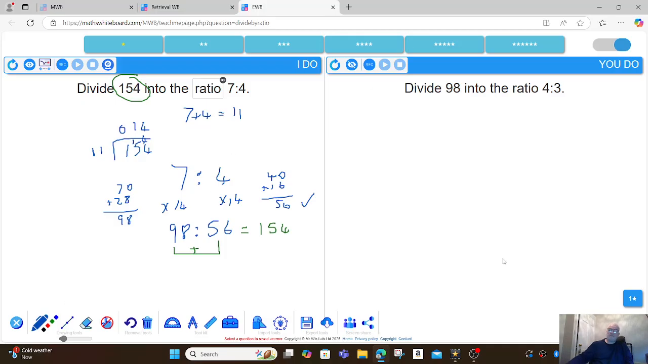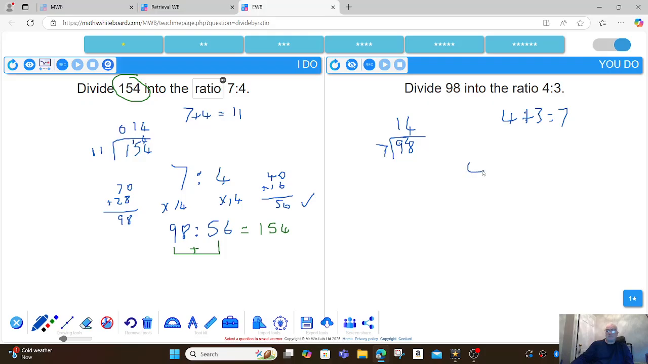And then question 2. Okay, add the parts together. 4 plus 3, that gives me 7 parts. Divide the total amount by my 7 parts. 7 into 9 goes 1. 2 left over. 7 into 28 goes 4. Okay, I got 14 again.